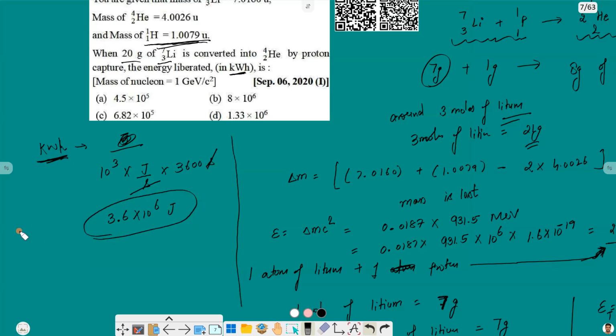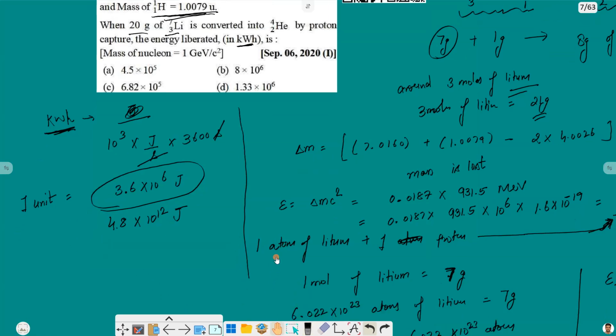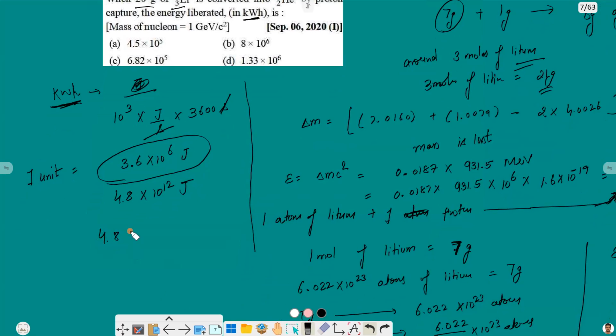So as per the answer, 1 unit is equal to 3.6 into 10 raised to power 6 joules, and our total energy is 4.8 into 10 raised to power 12 joules. So how many units will be there? The number of units will be 4.8 into 10 raised to power 12 divided by 3.6 into 10 raised to power 6. This will give us 4 by 3, basically 1.33 into 10 raised to power 6. So these are the number of units of energy in kilowatt hour which will be produced, and that is option D here. So let me revise the question slightly.